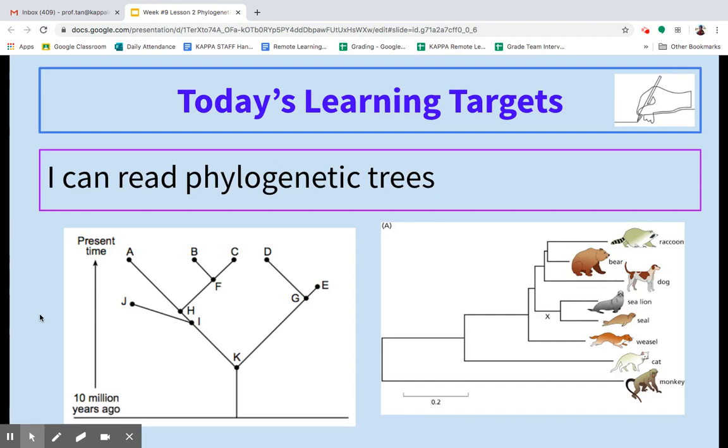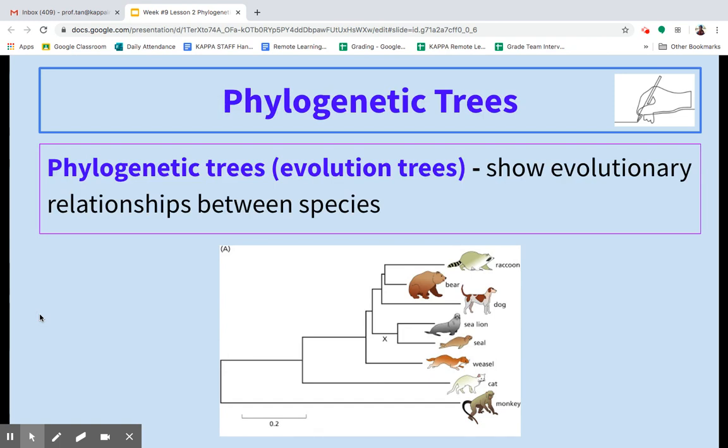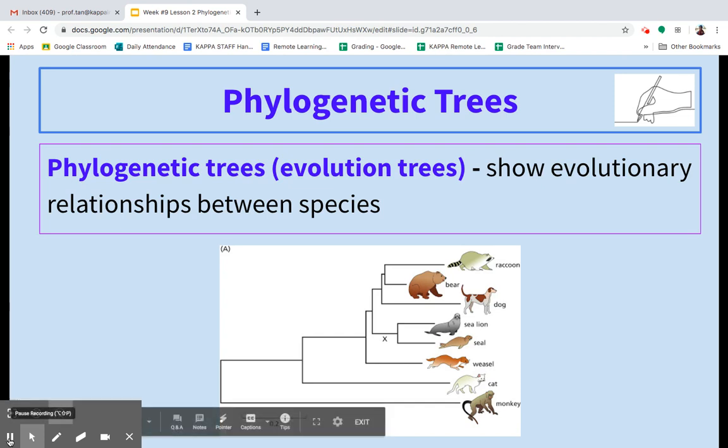Today's learning target is I can read phylogenetic trees. Pause the video now so you can write this down. And a phylogenetic tree, also called an evolutionary tree, shows evolutionary relationships between species. Pause the video so you can write down this definition.